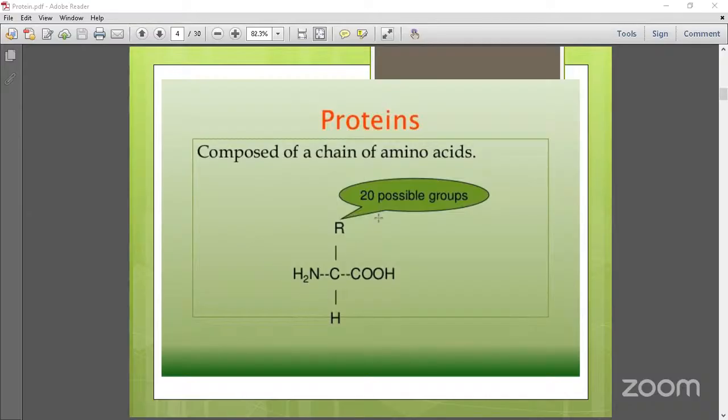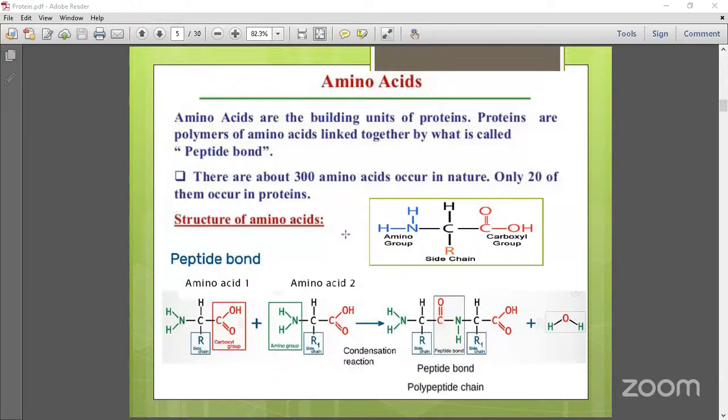As per our last class, we know there are 20 possible groups of the protein. The amino acids, which are also called the building units of the proteins, and the proteins are the polymers of amino acids, which are linked together by the peptide bond. There are 300 amino acids that occur in nature. Only 20 of them are in proteins.